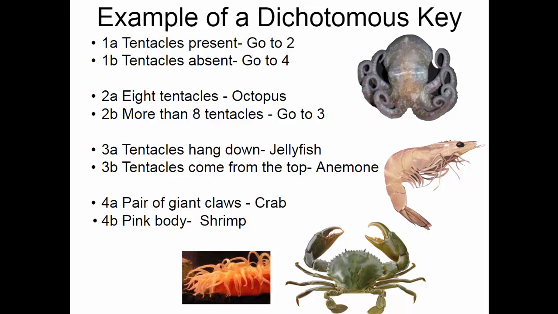So we talked about this a little bit yesterday. There are millions of species that scientists have identified and have given scientific names, and new species are discovered every single year. So when you're trying to identify a species and you're not sure what it is, you can use this tool called a dichotomous key to help you. And this is an actual tool used by scientists.